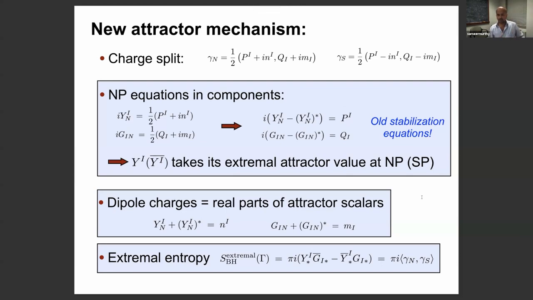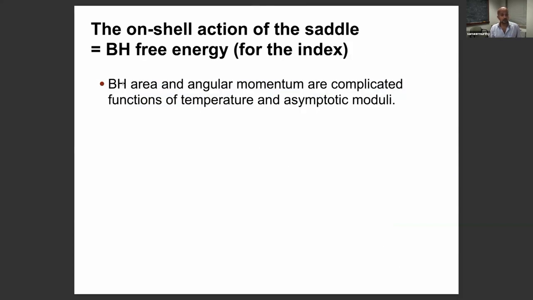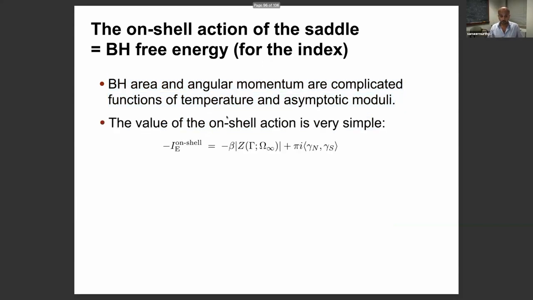So this was the new attractor mechanism. And this was just an observation about the extremal entropy, not about the area of the black hole. This is just the old extremal entropy formula. So far it has nothing to do with this new attractor mechanism. And in fact, it doesn't give the area, but we should measure the on-shell action. As in the pure supergravity case, the area and the angular momentum are complicated functions of the temperature and asymptotic moduli.